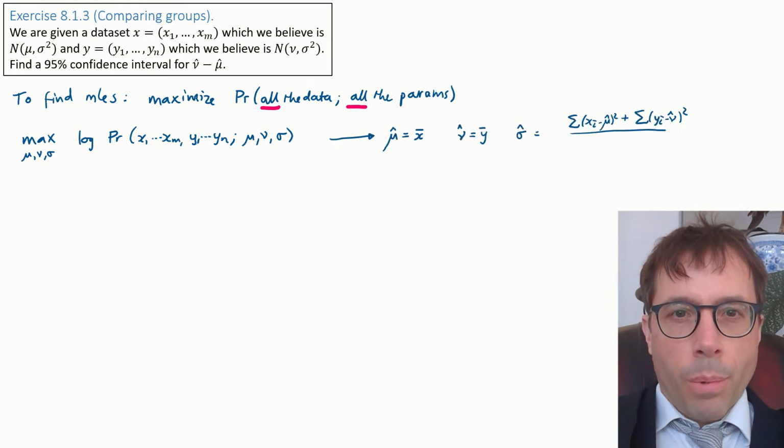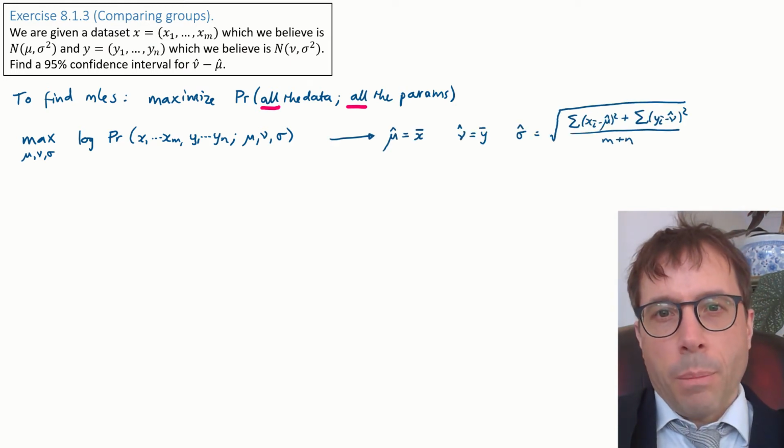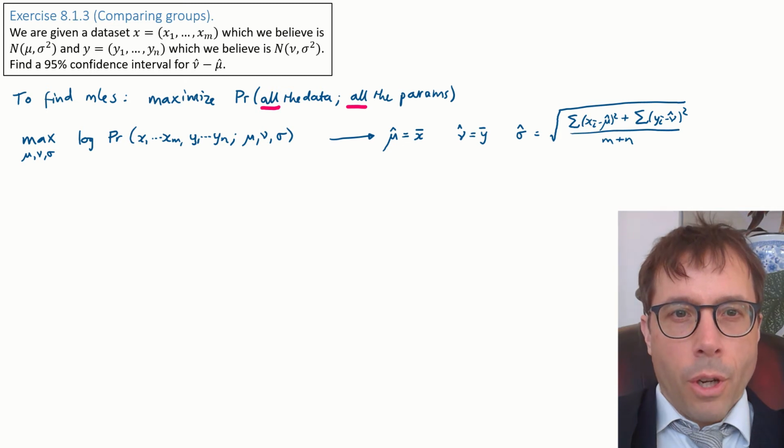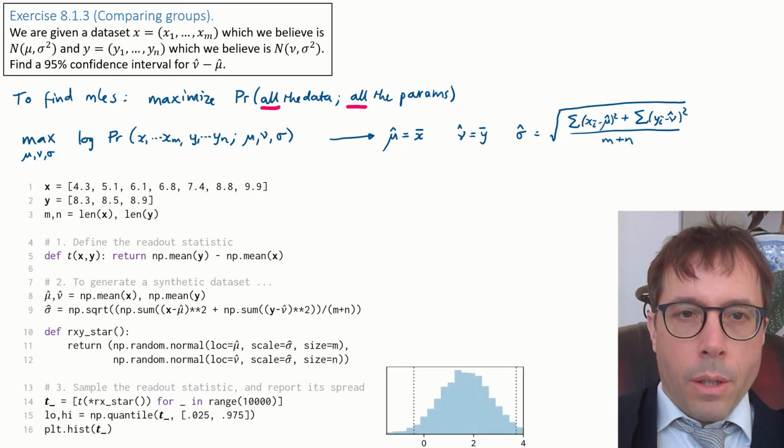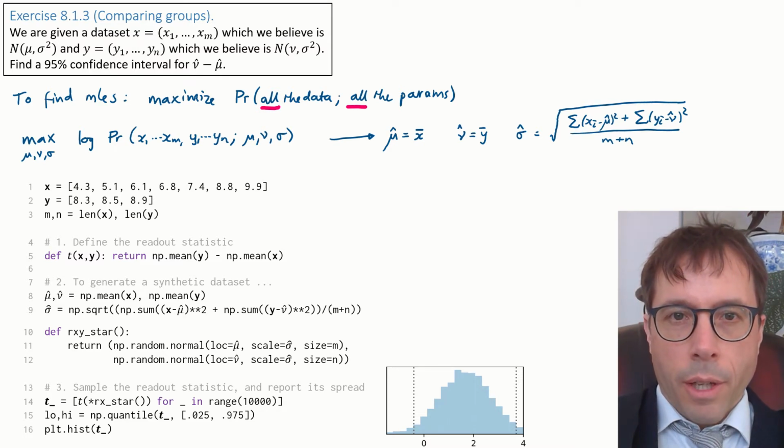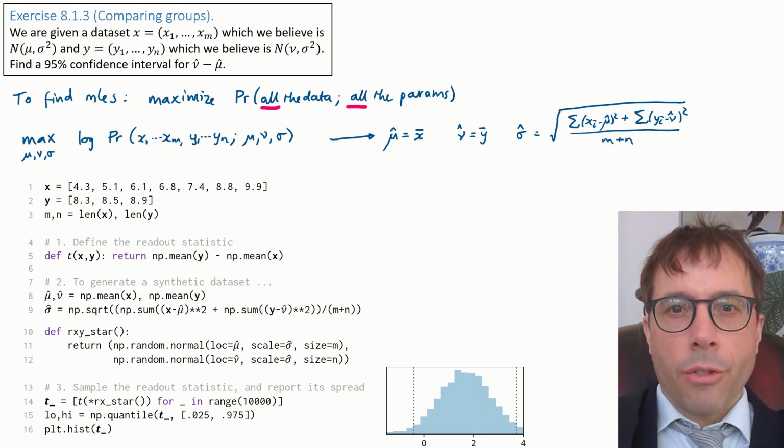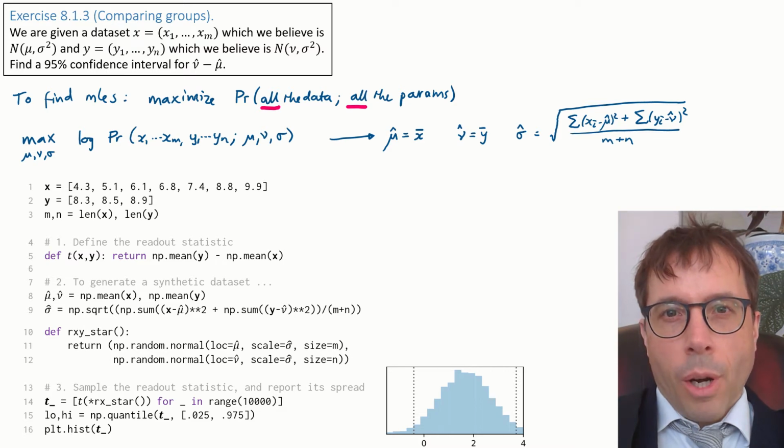I won't go through the process of fitting this because you've seen so many model fits already. Let's just look at the code. It's exactly the same three steps as before. First, define the readout statistic on line 5. This just implements the readout statistic that the question asked us to evaluate. Next, define a synthetic dataset generator, lines 10 to 12. Finally, sample the readout statistic and plot a histogram if you like, and find a 95% confidence interval as the question asks us to do.